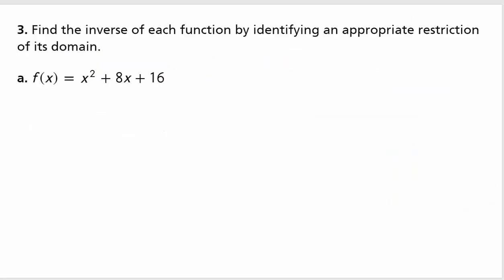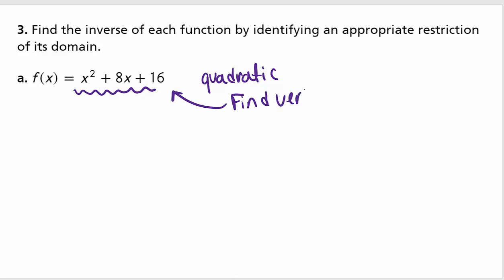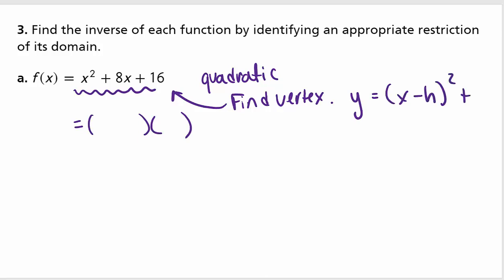Our next question. Find the inverse of the function by identifying an appropriate restriction of its domain. Again, we're given a quadratic. In the last example, we identified that at the vertex, we need to restrict the domain. So that means we need to find the vertex. The vertex, remember, for a quadratic, is in vertex form.